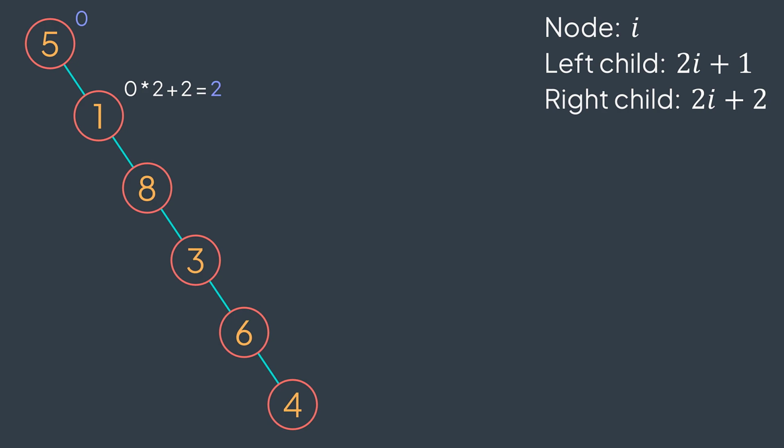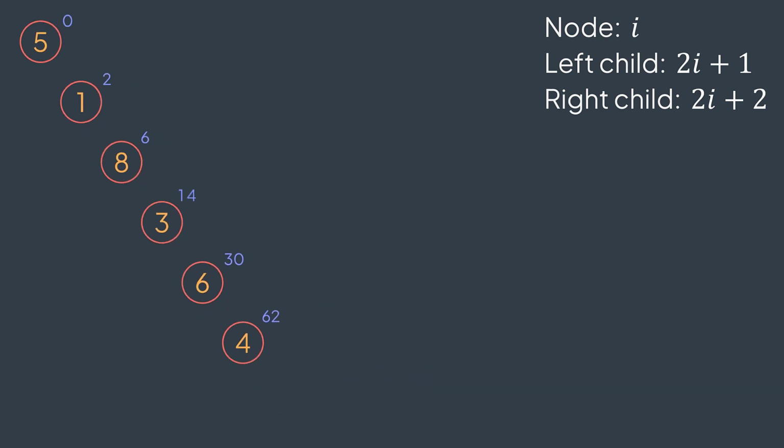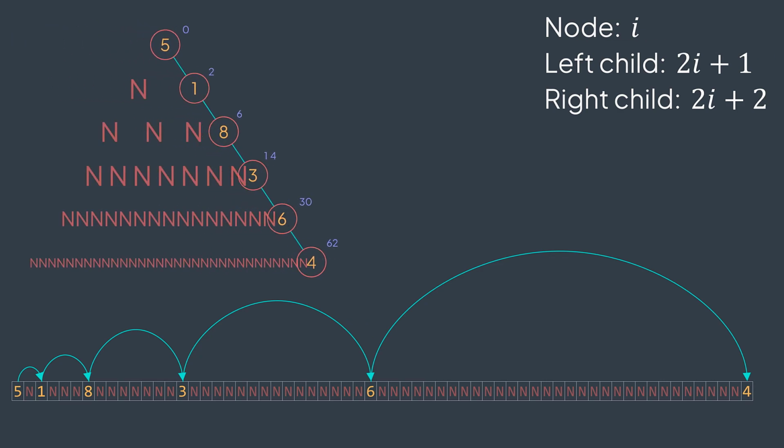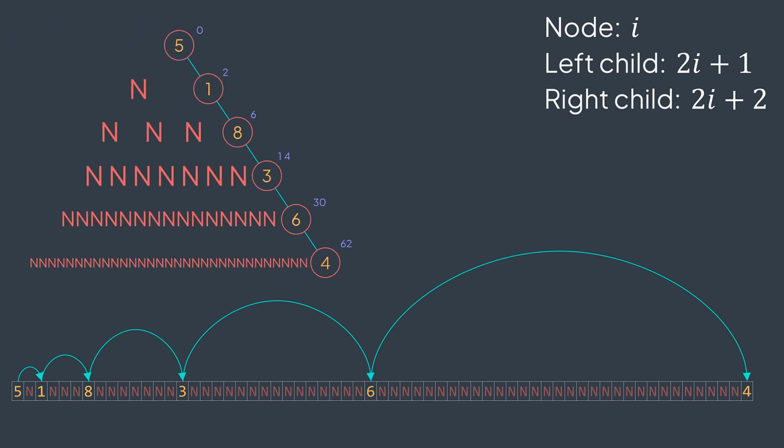Then its right child must be at index 2 times 2 plus 2, which is 6. Then its right child must be at index 2 times 6 plus 2, which is 14. And it continues like that. The last node must be at index 62, so we need an array of 63 elements to represent this tree of 6 nodes only. The reason behind it is that in a level of the tree, we cannot skip null elements. We have to maintain them to get the right children when calculating 2i plus 1 and 2i plus 2.